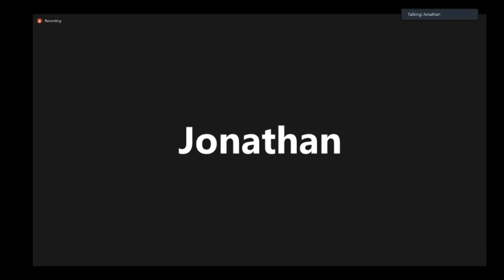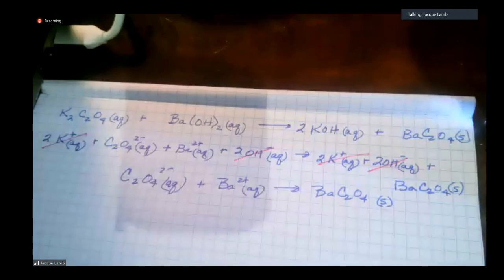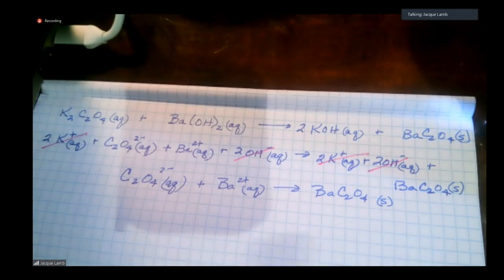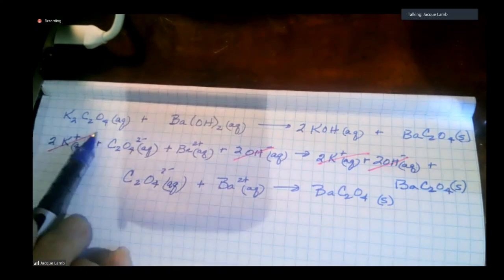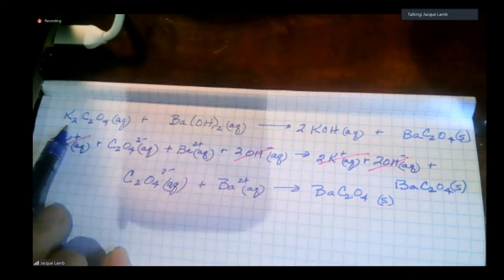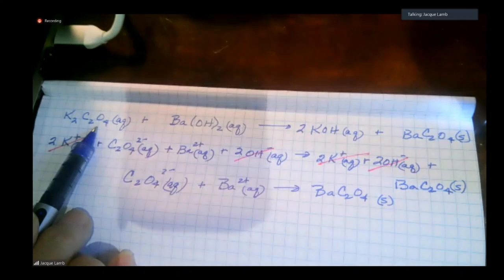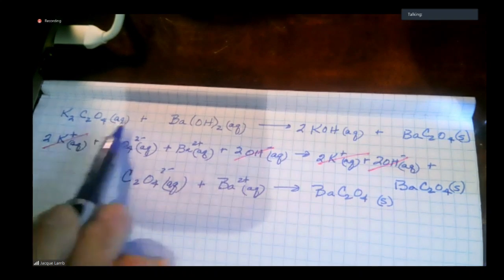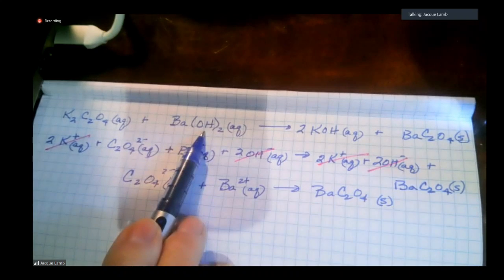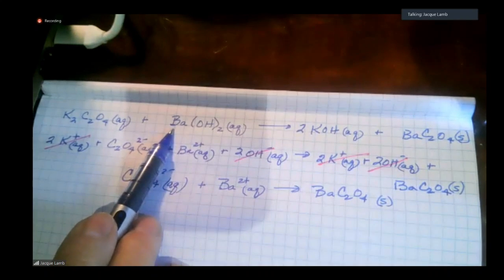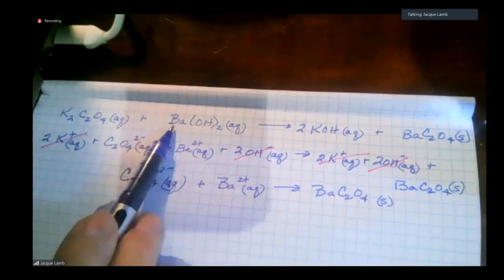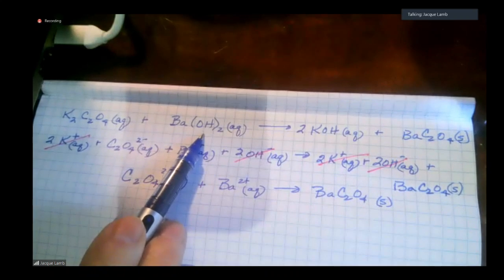How come the potassium gets a plus up top? It's an ionic compound, and when ionic compounds break up in solution, they break up into the component ions, potassium ions and oxalate ions, and barium ions and hydroxide ions. So you know the charge based on the counter ion. Barium is 2+ because there are 2 hydroxides to balance it.